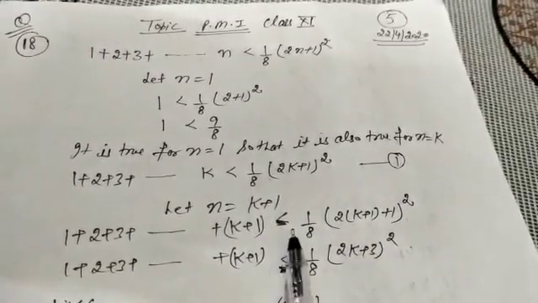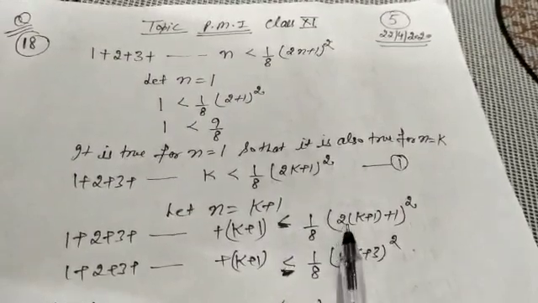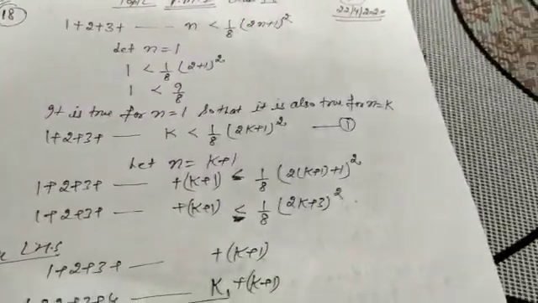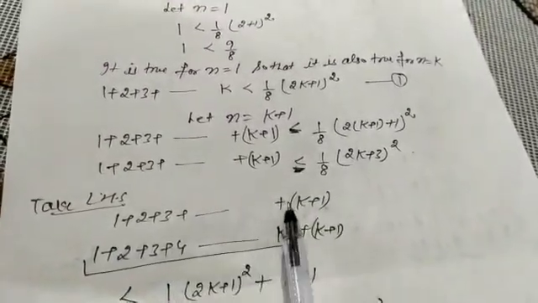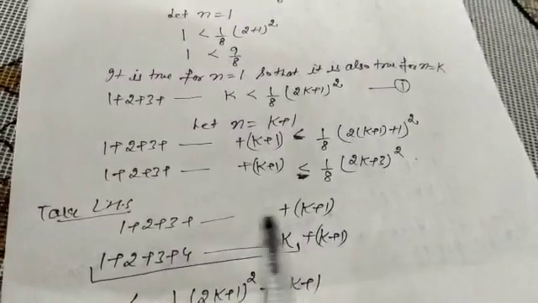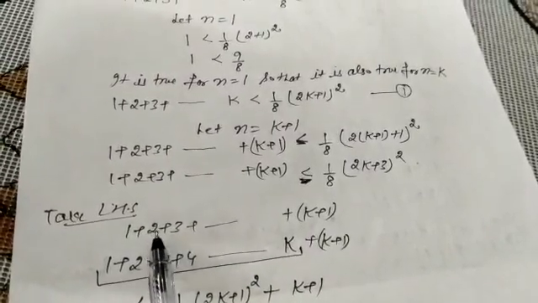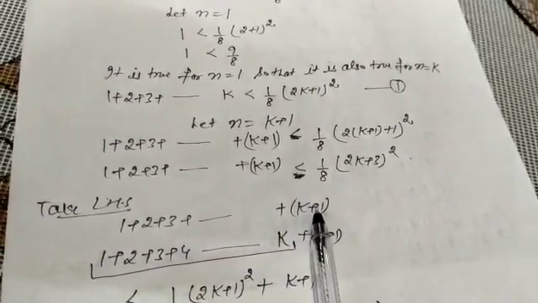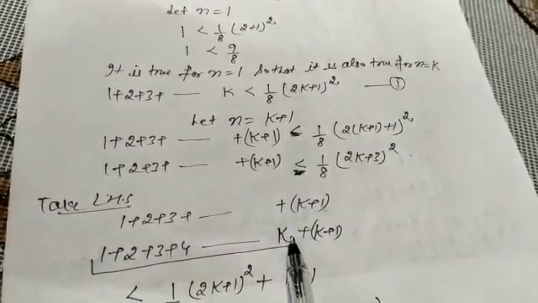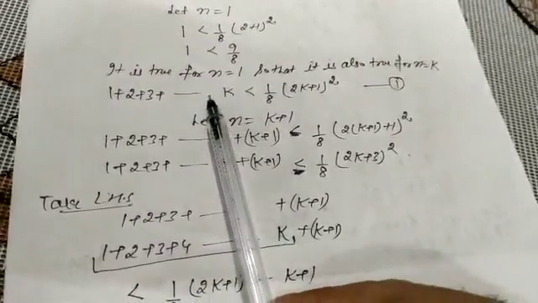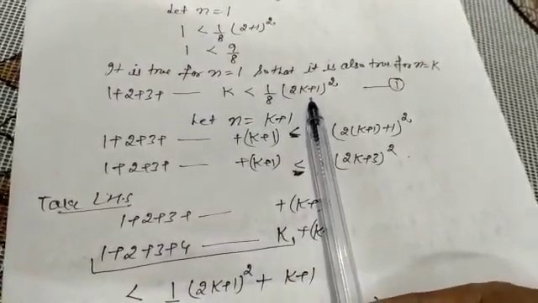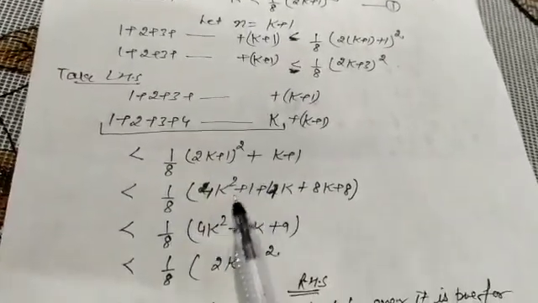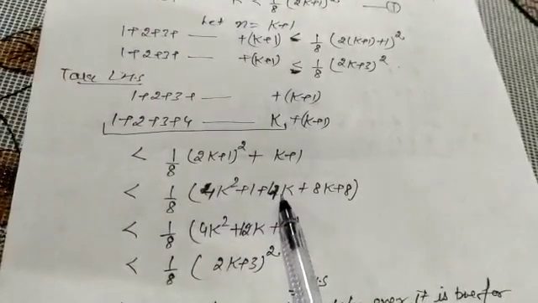It is k plus 1 less than 1 by 8 (2k plus 1 plus 1), which becomes 2k plus 3. Now we take the left hand side, 1 plus 2 plus 3 up to k plus 1. See, here is the 3, before that 2, before that 1, means each term is reduced by 1. So k plus 1 when reduced by 1 becomes k. Now you see this has the same result k, so using equation 1 you can substitute here with the symbol. Now 2k plus 1, open the square, it is 4k square plus 1 plus 4k.